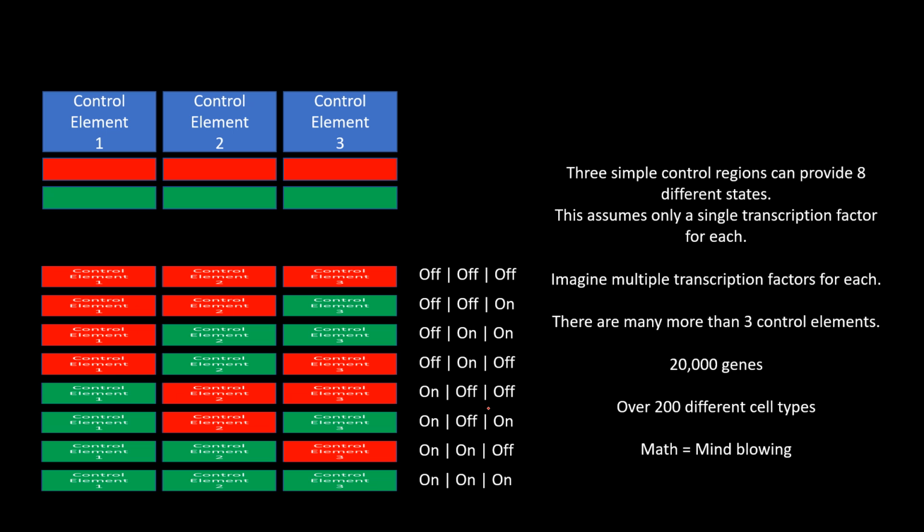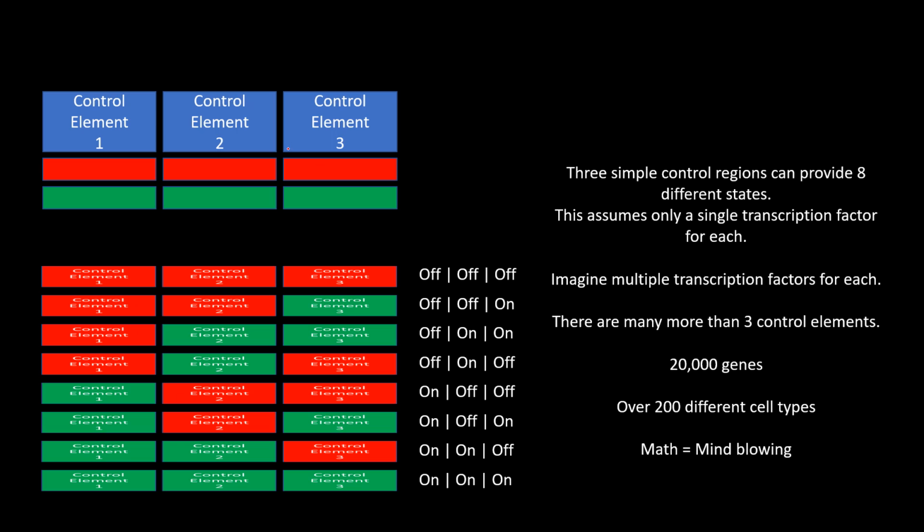And so here's a simple way to think of it for those of you who are more visual. Here's 3 control elements. They're just arbitrary sequences of DNA, and we're just making it up here. Each control element can either be off or on. If this is control element 1, for example, either the protein's bound to it and it's active, or the protein is not bound to it and it's not active.